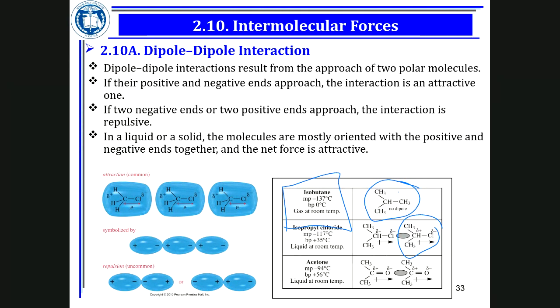So the top one is a gas at room temperature, then we have a liquid at room temperature, and another molecule, acetone, with the CO double bond. With the CO double bond, the value for this vector, or the polarity, is higher, and with the higher polarity you have a higher boiling point. So polar molecules are going to have dipole-dipole interaction as their major intermolecular force, and they are going to have a higher boiling point compared to non-polar compounds with the same number of carbons.